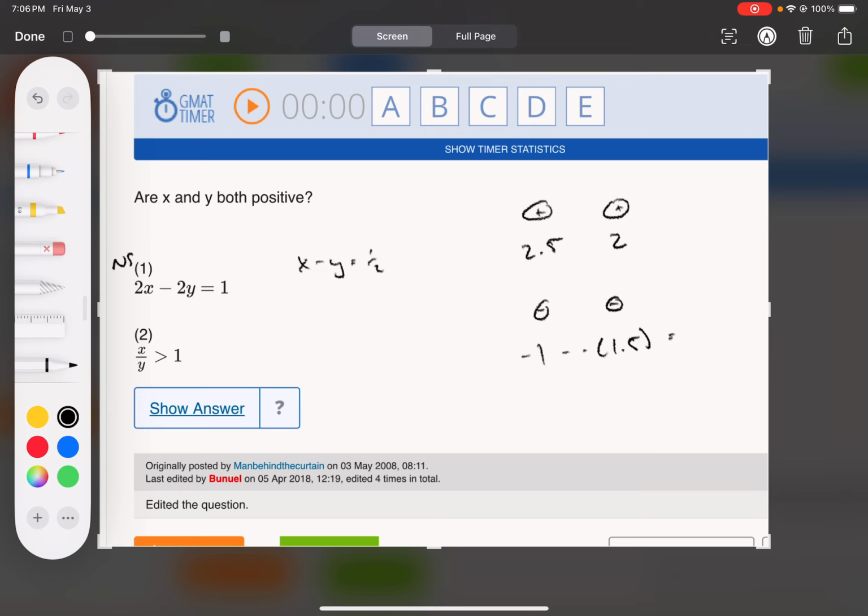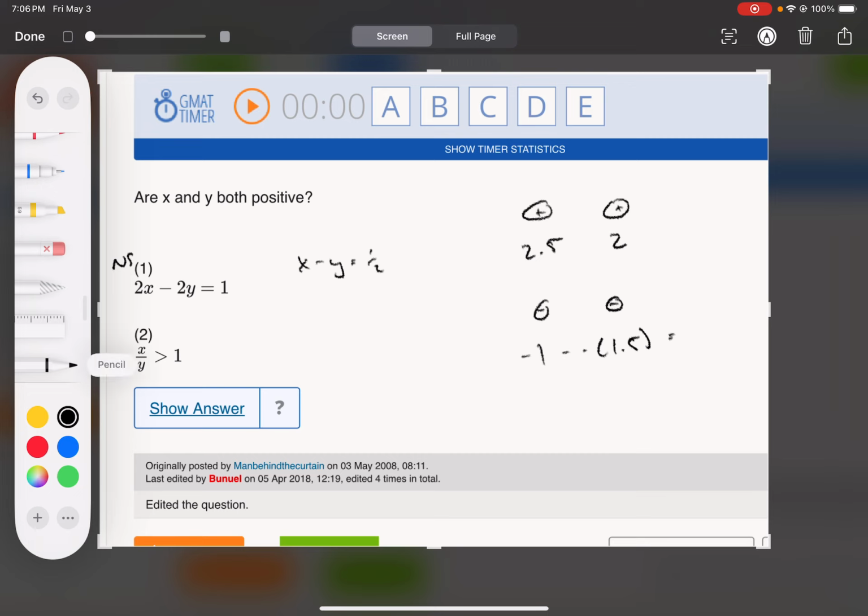Number 2, x over y is greater than 1. Well, that tells you that they're both positive or that they're both negative. It's similar to saying xy is greater than 0. They have the same sign. They're both positive or they're both negative. And it also means that x's magnitude is greater than y's, because it can't be like 2 over 3 or negative 2 over negative 3. That's not bigger than 1. It needs to be like 3 over 2 or negative 3 over negative 2 to be bigger than 1.